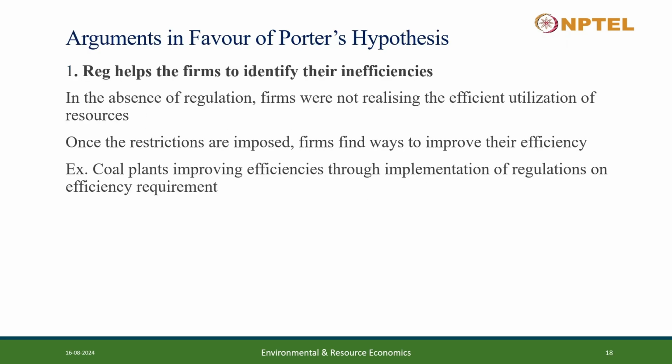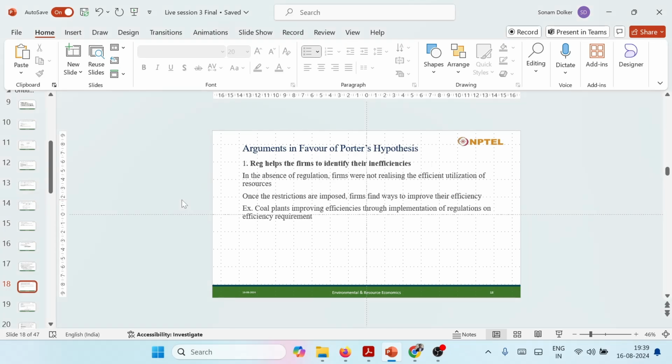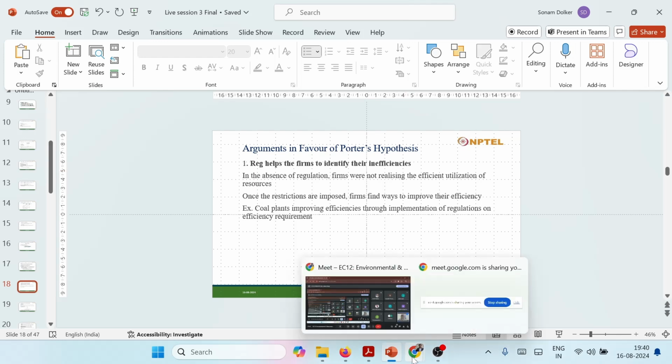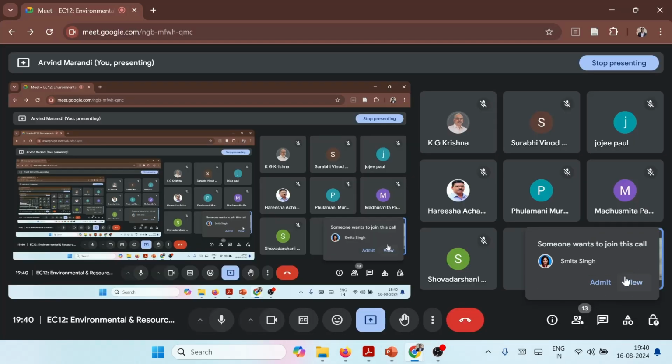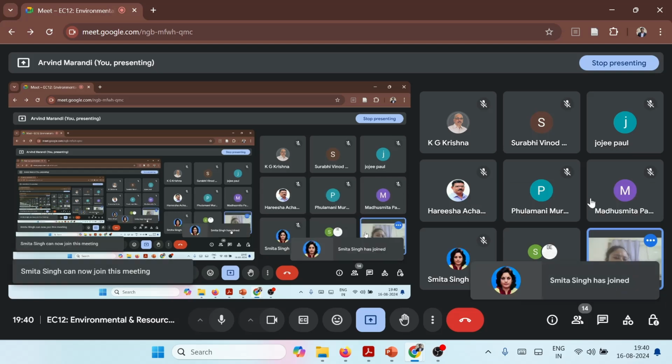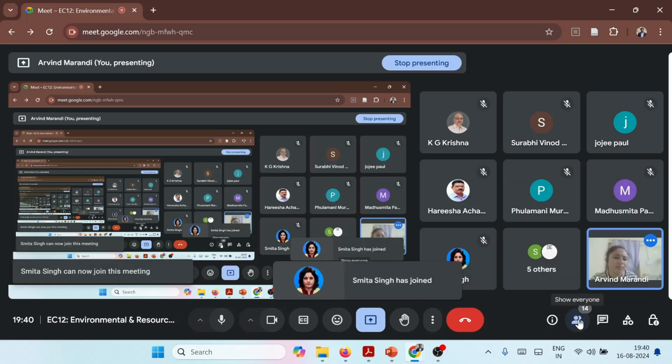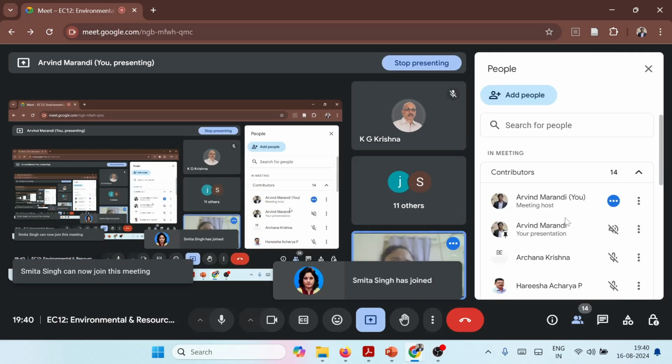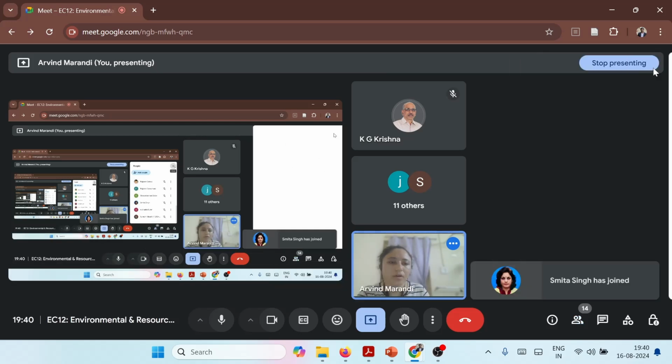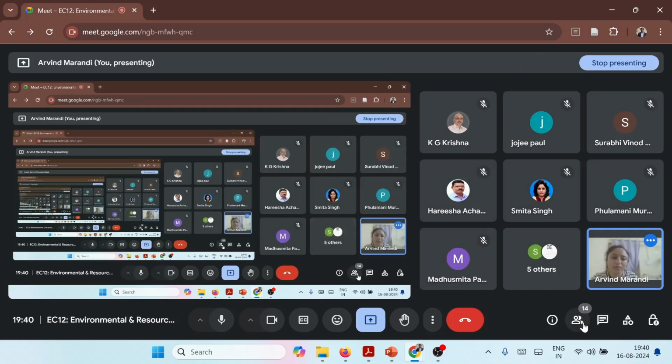To support Porter's hypothesis, the first one is that regulation helps the firm to identify their inefficiencies. So what it is trying to say is that... Is there any question in between you can ask?